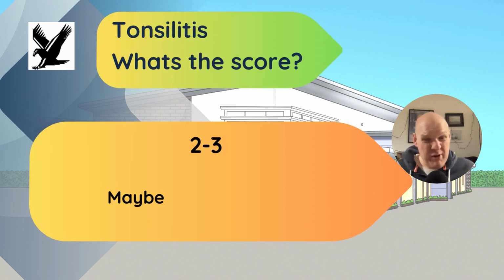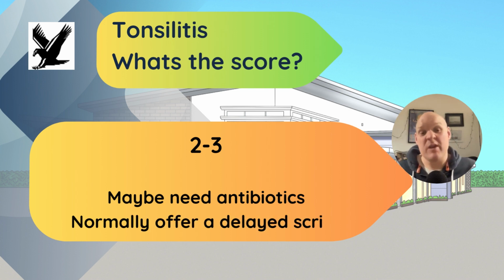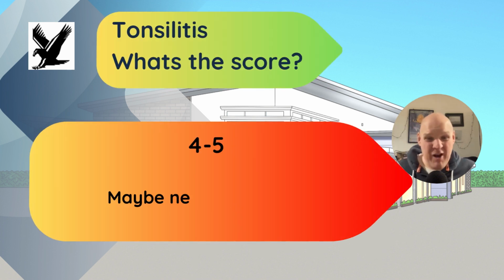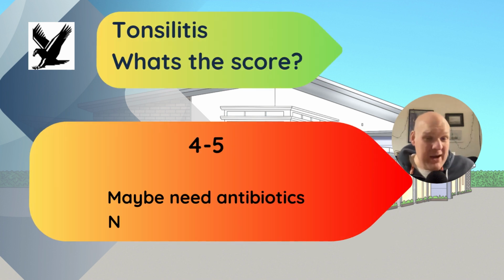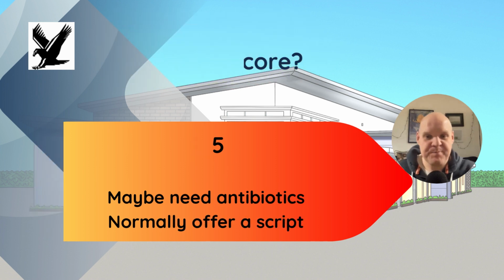If you score 2 or 3, you may need antibiotics, but in these situations, we'd sometimes offer a delayed script, a script that you pick up in about a day or 2. Generally, at this point, whether it's viral or bacterial will show itself. Finally, if you're getting 4 or 5, again, it might not be bacterial, but there's a good chance it is, and we should really be offering antibiotics.